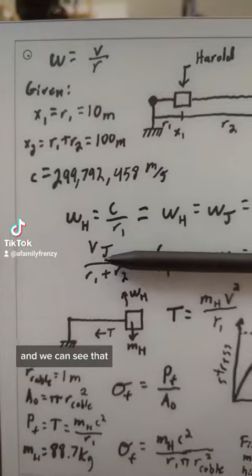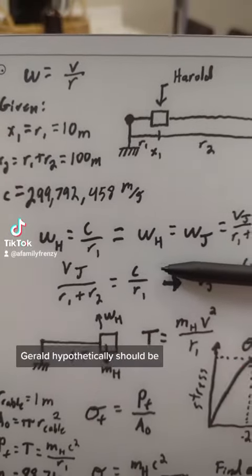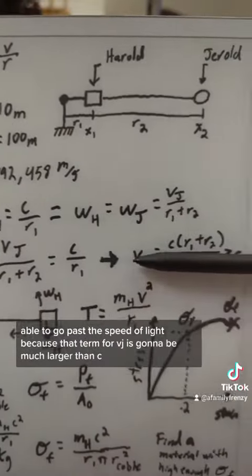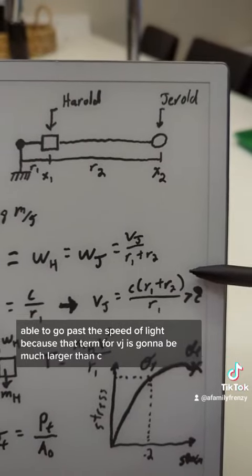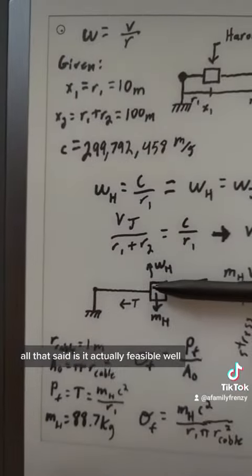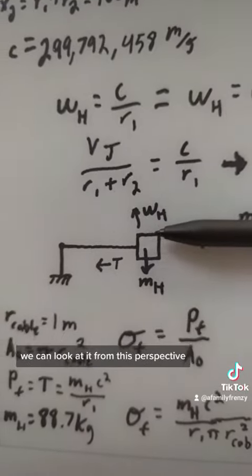And we can see that Gerald hypothetically should be able to go past the speed of light, because that term for Vj is going to be much larger than c. All that said, is it actually feasible? Well, we can look at it from this perspective.